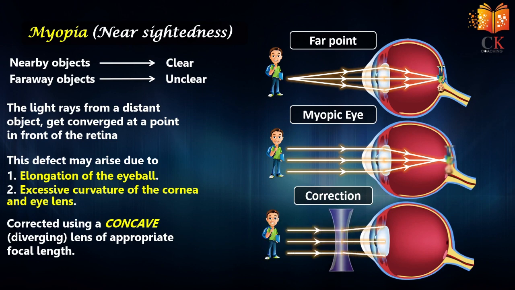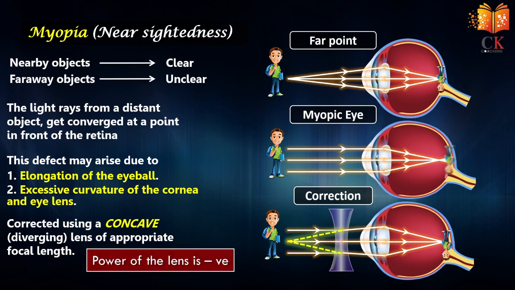In NCERT, three images, three diagrams are given for this, and we have to look at those diagrams. For the time being I have kept it in the form of a picture or a diagram. So the power of a lens which is used for correction of a myopic eye is negative in nature, the reason being it is a concave lens.